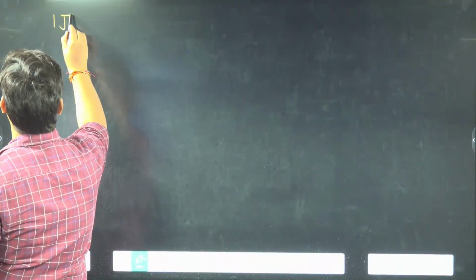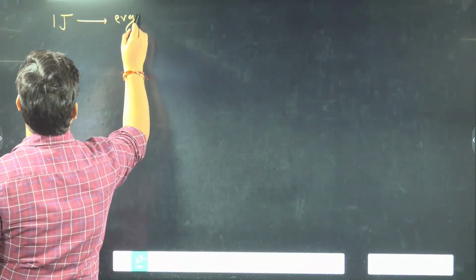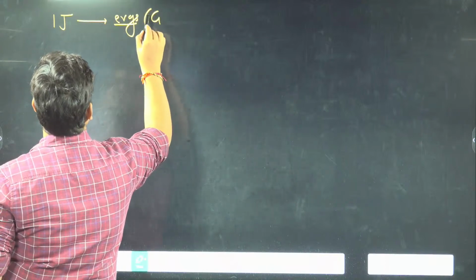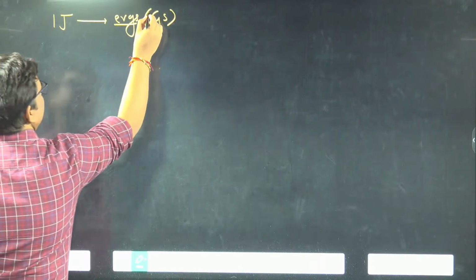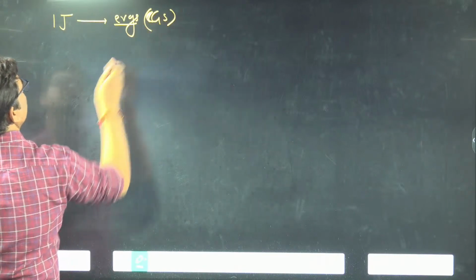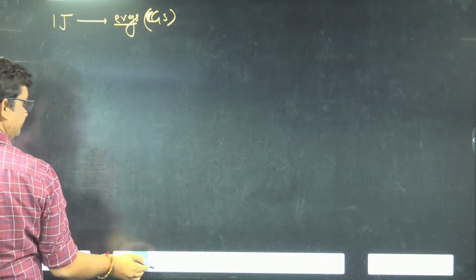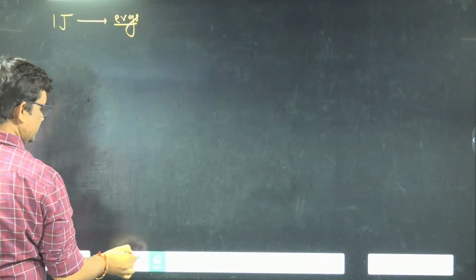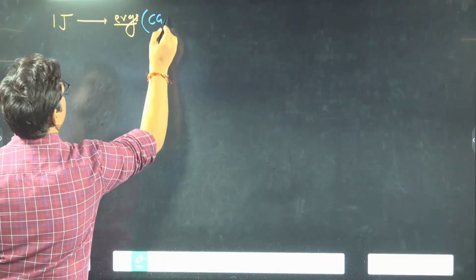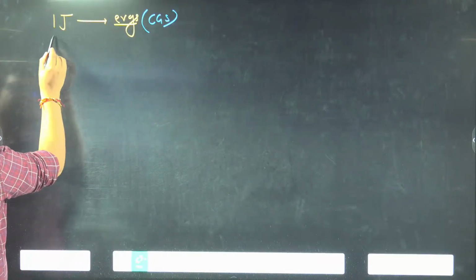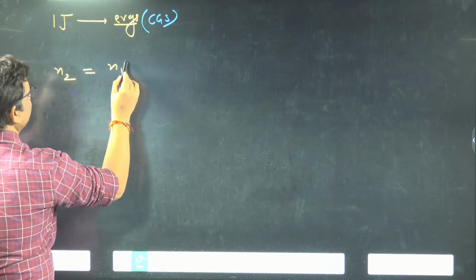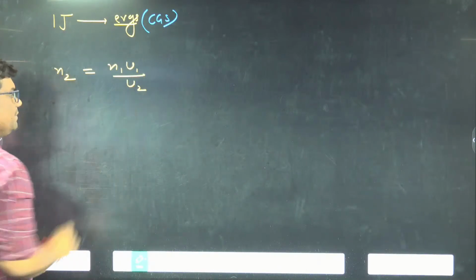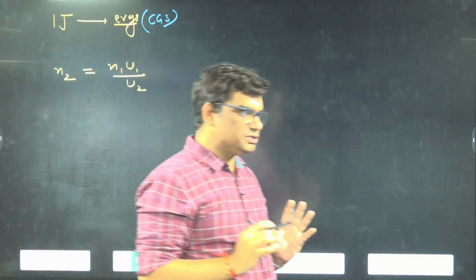So I can write now, 1 joule I need to convert into erg. Erg means basically CGS, so we need to convert this into the CGS system. I can write, this is the CGS, and this is the SI system. So we write n2 equal to n1 u1 divided by u2. Now in this one, what is the method basically?